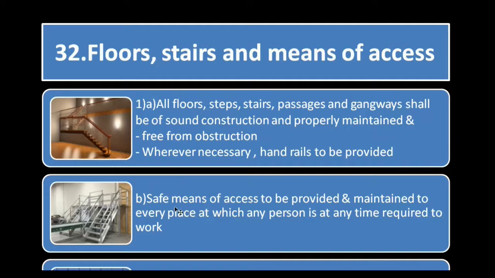Clause B. Safe means of access to be provided and maintained to every place at which any person is at any time required to work. As you can see in this image, a conveyor is passing, so it is not possible for the worker to move from this end to the other end. So steps have been provided with a platform, as you can see in this image. Similar arrangement has to be made in such scenarios wherein passing or crossing the conveyor or any other thing is not possible. Such safe means of access have to be provided and maintained so that workers can pass.